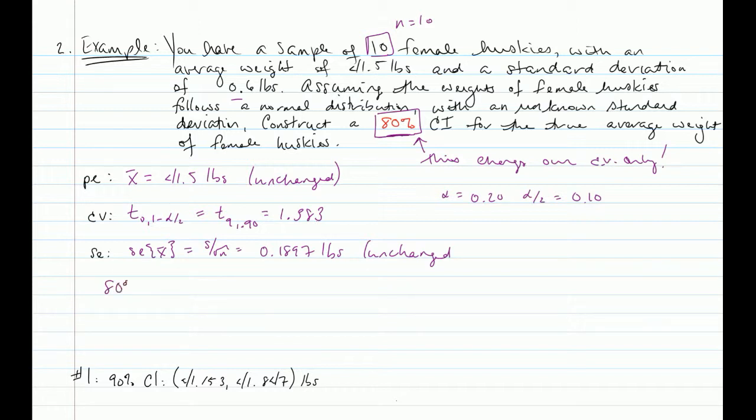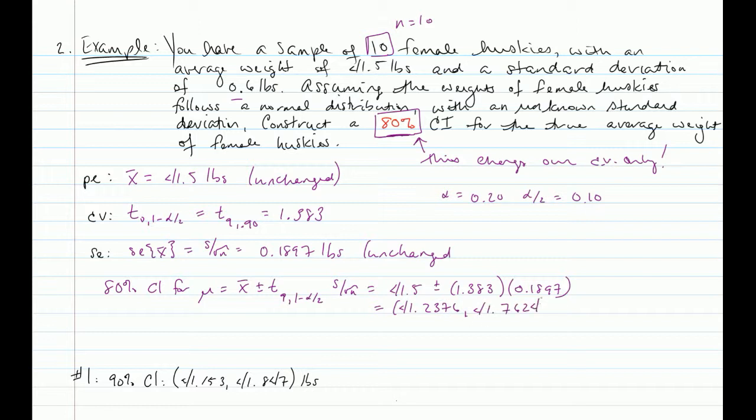So we can write an 80% confidence interval for mu, that true average weight of female huskies, is x bar plus or minus t with 9 degrees of freedom, 1 minus alpha over 2 probability, times s over the square root of n. And now we plug in. So we have our formula and we have our substitution. So 41.5 plus or minus 1.383 times our standard error 0.1897. When we solve for this confidence interval, we get our answer to be 41.2376 up to 41.7624, and the unit on this interval is pounds.